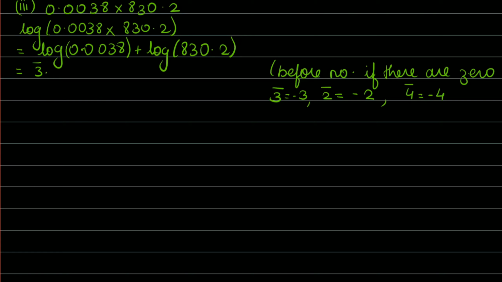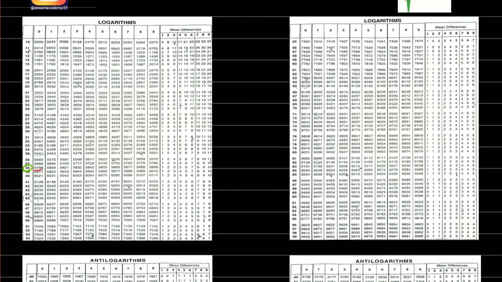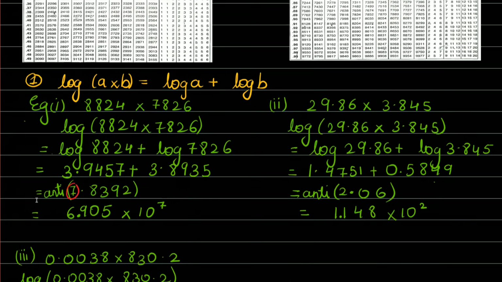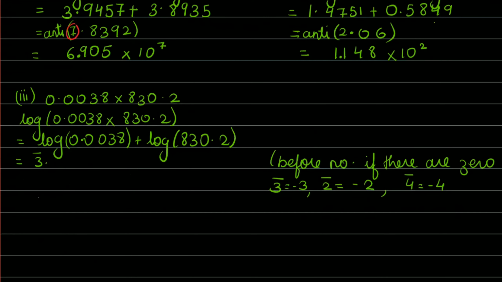Next, we have to consider the log table for 38. Of 38 in 0 is 5798. The value for 38 is 5798. We are going to write this as 5798 plus. Again, we know that if there are 3 numbers before the point, we subtract minus 1 from it. So we get 2. So 2 point.